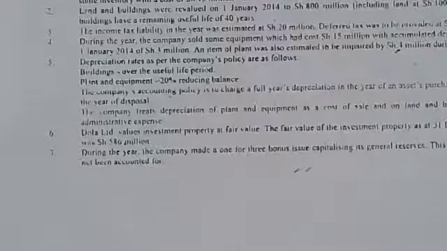Number 7, during the year, the company made a 1-for-3 bonus issue, capitalizing its general reserve. This transaction has not been accounted for. Then from there, we just prepare the financial statements: the income statement, statement of changes in equity, and statement of financial position. So now let's go back to the workings.